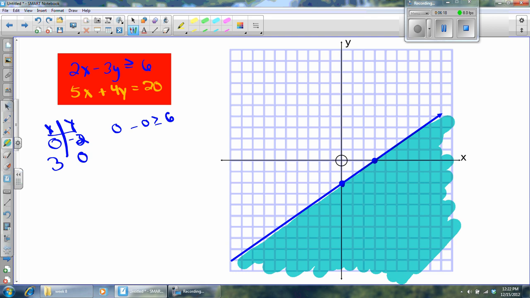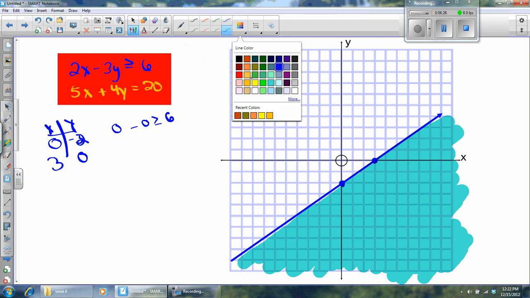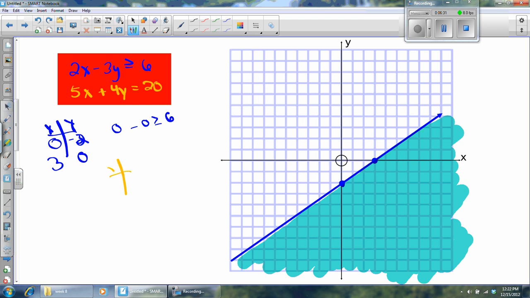Okay. All right, now for the yellow one. My t-table will look kind of like this. 0 in for x, I'm going to get 5 out for y. Put 0 in for y, and I'm going to get 4 out for x. So 0, 5, and 4, 0.